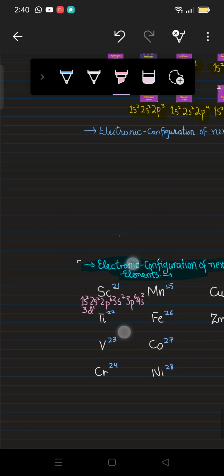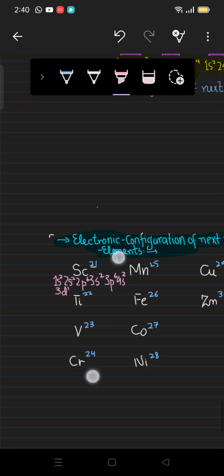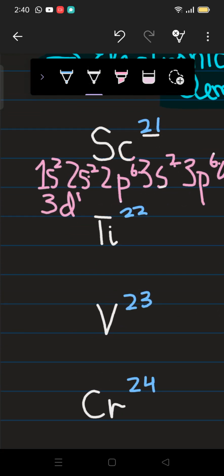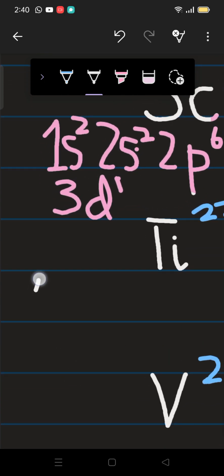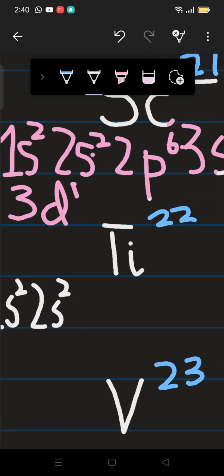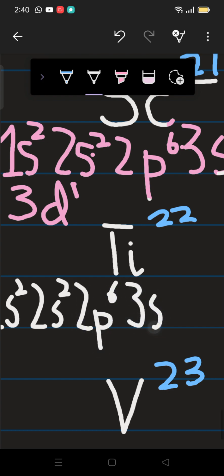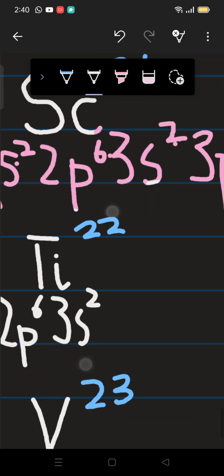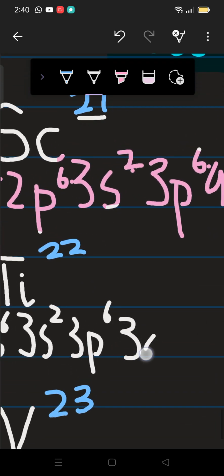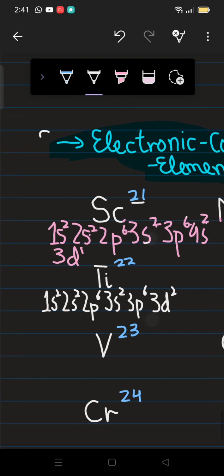Alright, now we are moving towards titanium. I should write smaller. 1s2, 2s2, then 2p6, 3s2, 3p6 and 3d2. Let's count, are these 22 or not? So 2 plus 2 is 4, 4 plus 6 is 10, 10 and 2 is 12, 12 and 6 is 18.